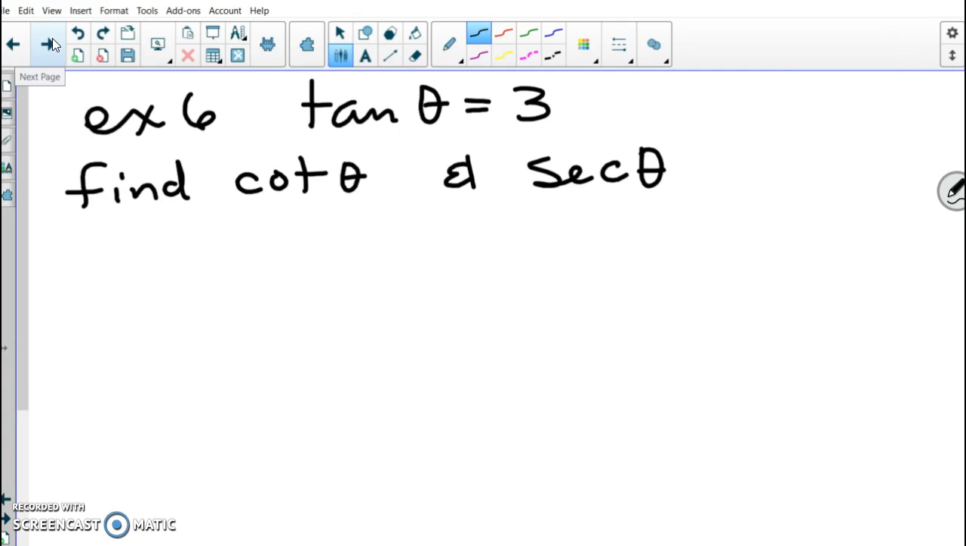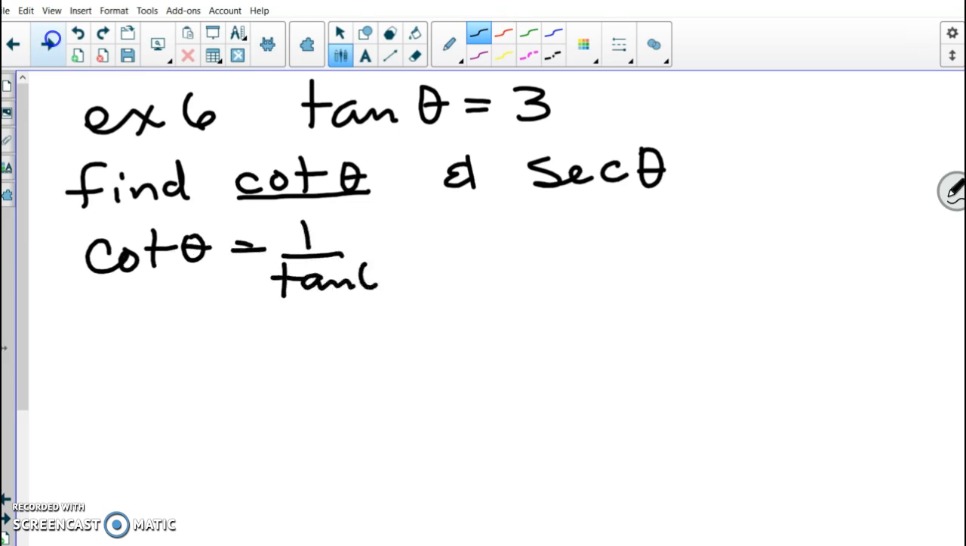It's similar to 5. We have theta being an acute angle such that the tangent of theta is equal to 3, and we're asked to find the cotangent and the secant of that same angle, theta. So for the first part, cotangent theta, we're going to take the definition cotangent theta is equal to 1 over tangent theta, and we just simply replace tangent theta with its equivalent value. Cotangent of theta would be 1 over 3.